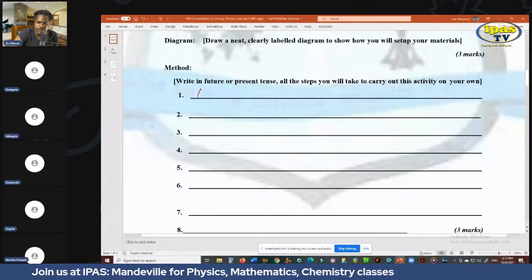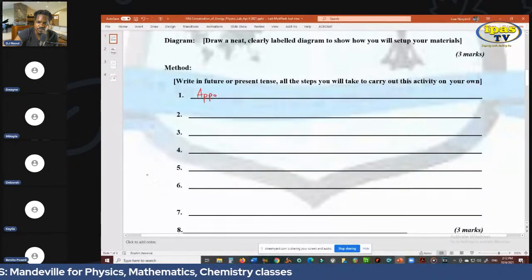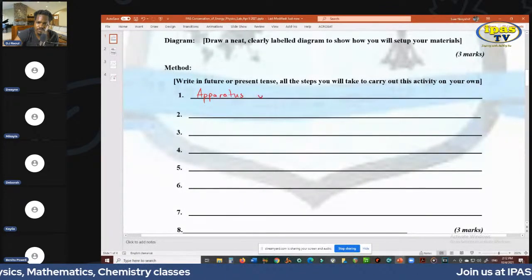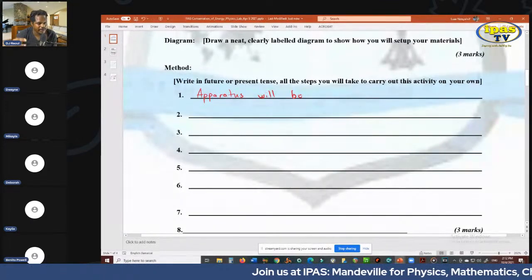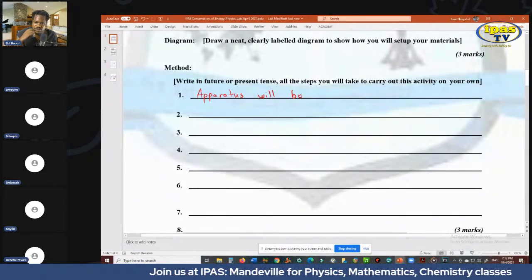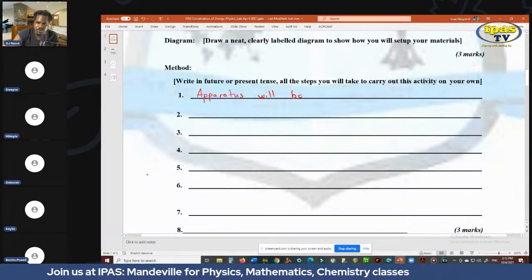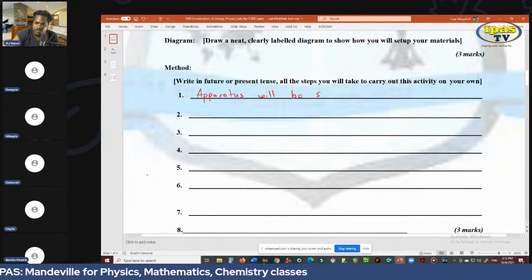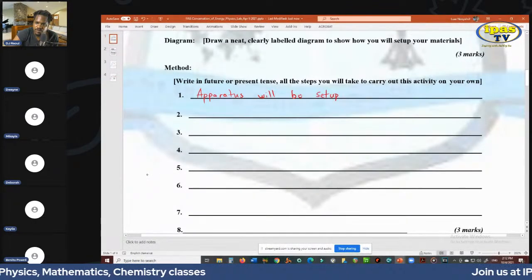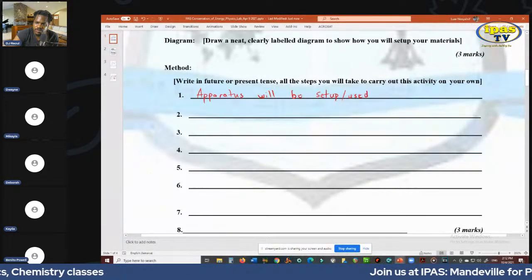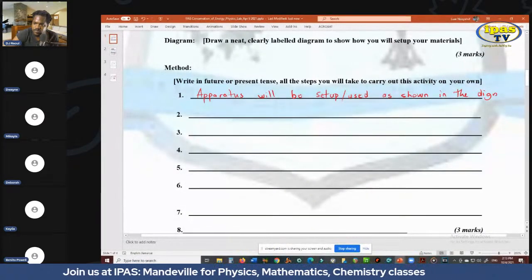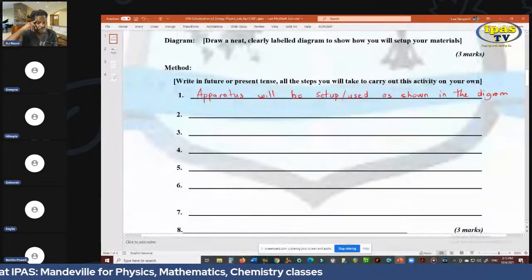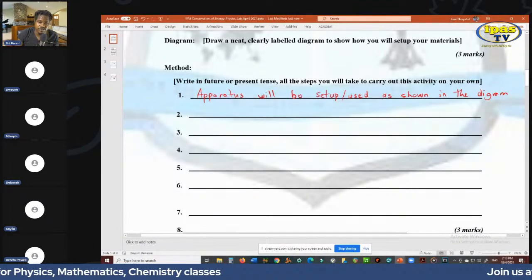So you could write that the apparatus will be set up and used as shown in the diagram, and that's why I give you marks for the diagram, because the diagram will help you with the method. There you go. Bam. That's the first one.